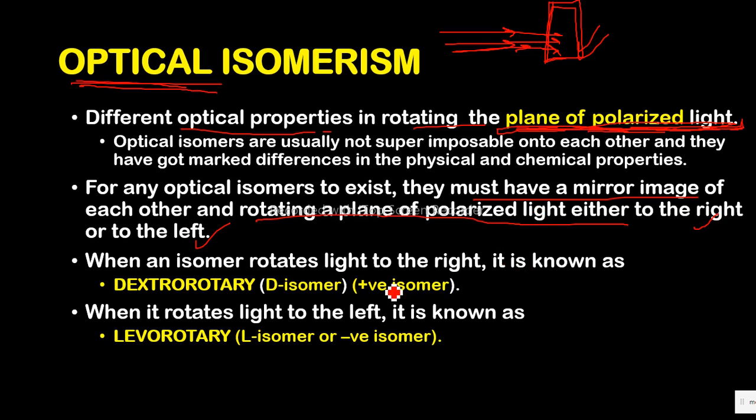The isomers include the D isomers and the L isomers, or you can say the dextrorotatory isomer and the levorotatory isomer. The D isomer rotates the plane polarized light to the right, and the L isomer rotates the plane polarized light to the left. And they are mirror images of the other.